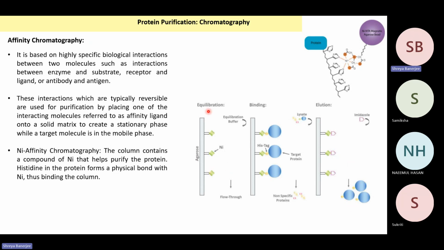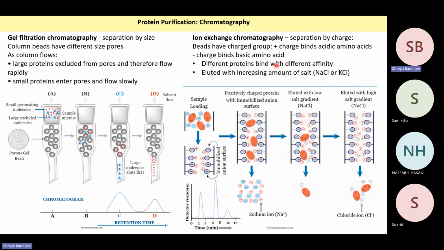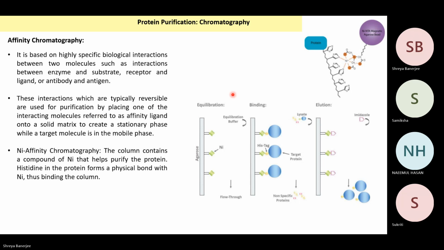So this type of column is based on very specific interactions, like this one is the interaction between nickel and histidine. Then you can have other interactions also. This is the one we are discussing right now. So this type of column is very specific to certain proteins. You can't use them generally for all proteins like the size exclusion or the ion exchange. So this is the concept of affinity chromatography.